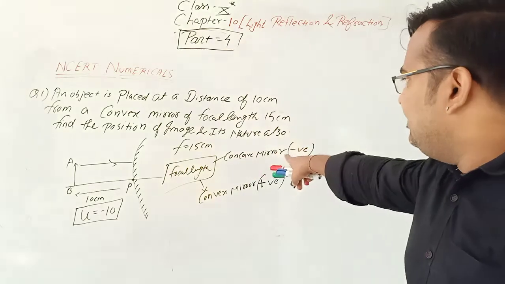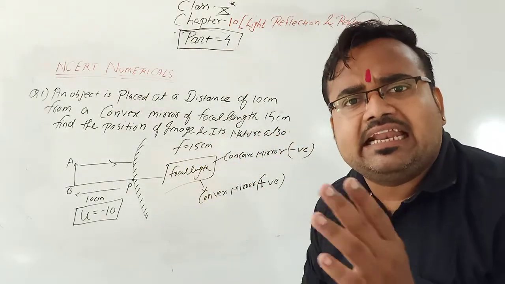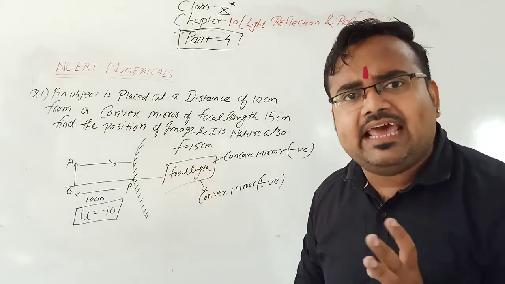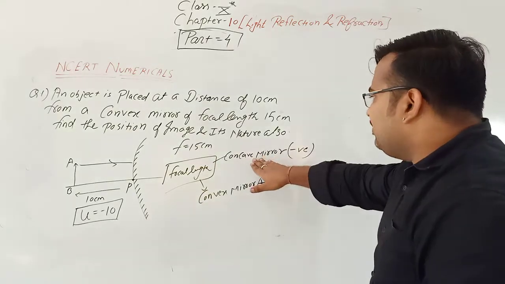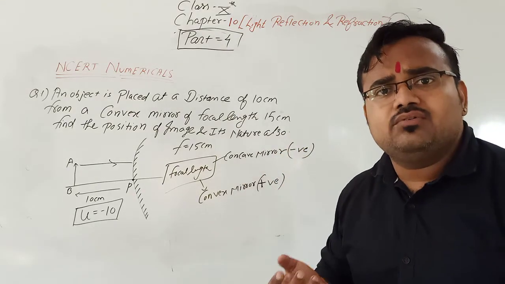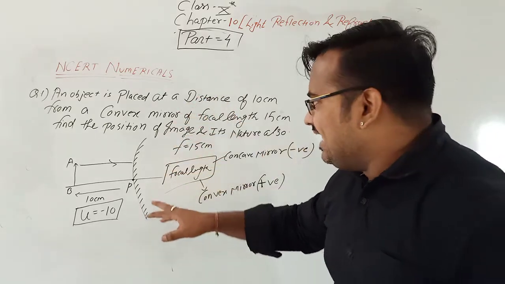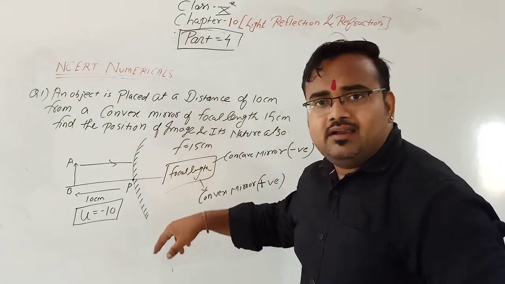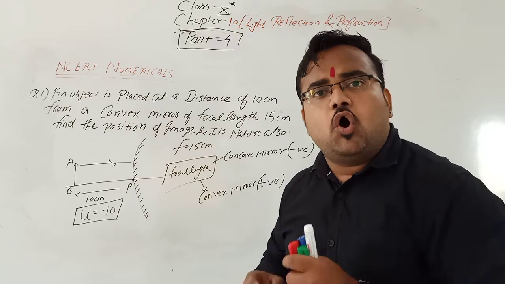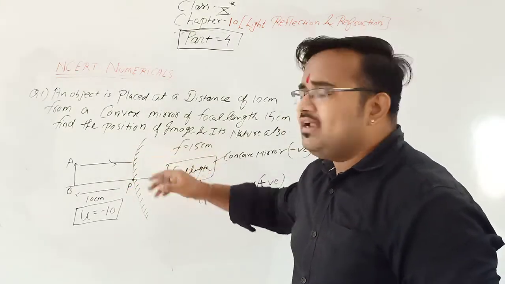Now how has this negative and positive come? As we have seen in the ray diagram, if the concept of ray diagram is clear, then for concave mirror and convex mirror, you do not have to learn the focal length by heart, because in the ray diagram, in case of convex mirror, all the images were formed on the right hand side.